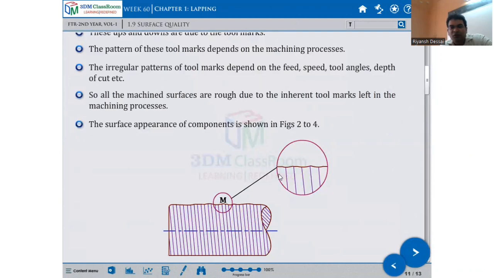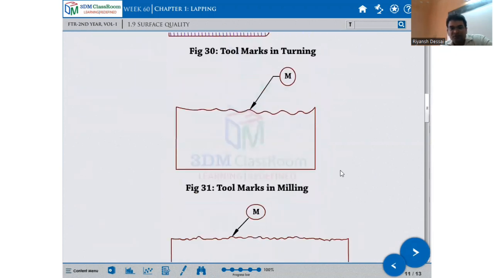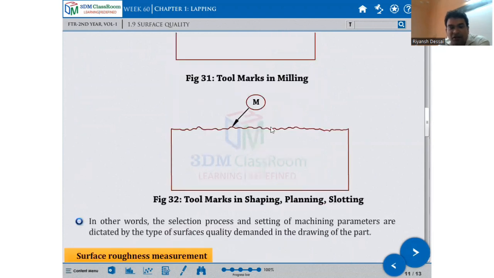This is the way you have to maintain the surface. Here the mark is given, no? So here it goes down, then up, down, like this, and you have to refer to every line. These are tool marks in milling, and these are tool marks in turning. In turning you will get it like this, and in a milling machine you will get it like this. That is the shape.